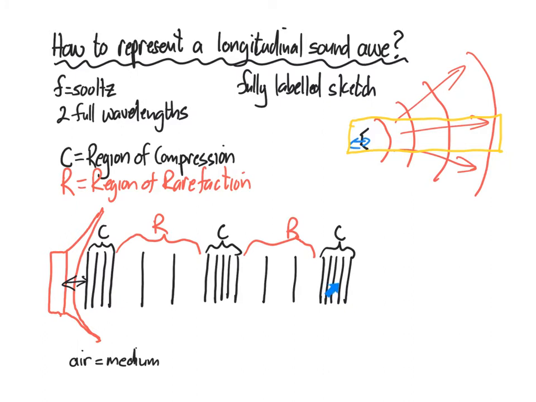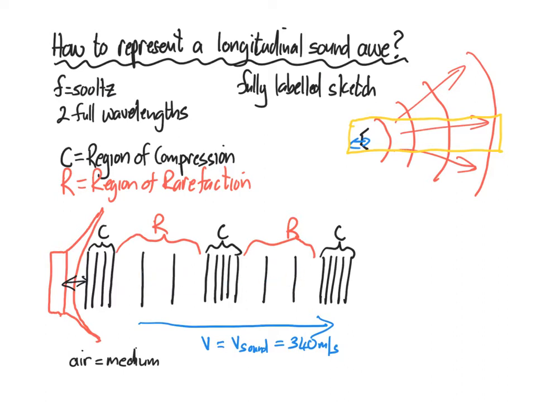Now, this region of compression was formed here at the vibrating membrane before this one was and before that one was. And the reason we know that is because of the fact that the propagation of this wave is to the right. And the velocity of this wave is the velocity of sound, which is approximately 340 meters per second in air. The same is true of the regions of rarefaction. This region was created earlier than that region was.